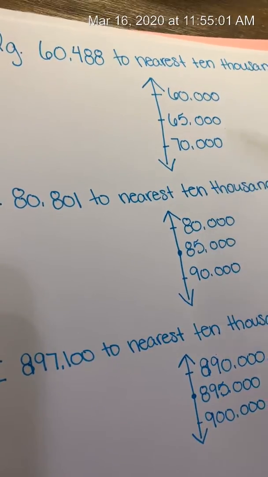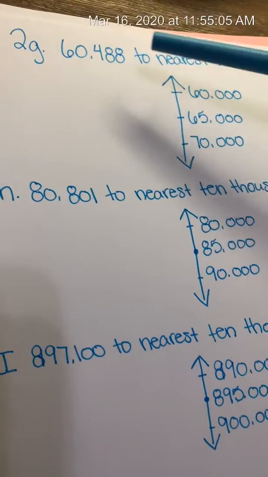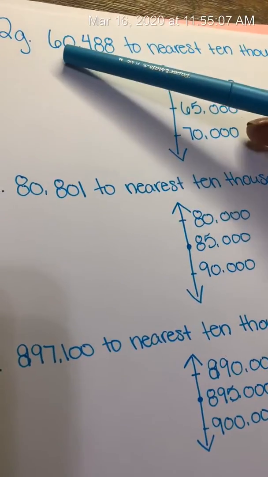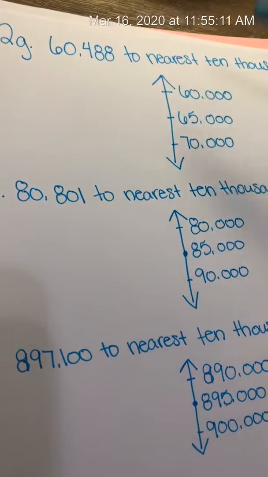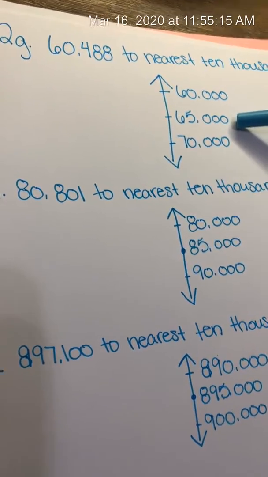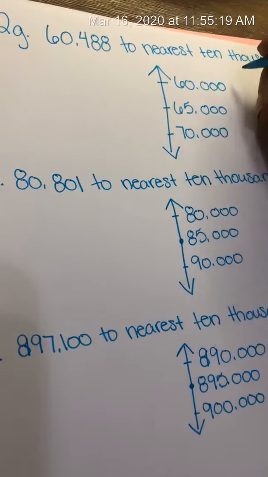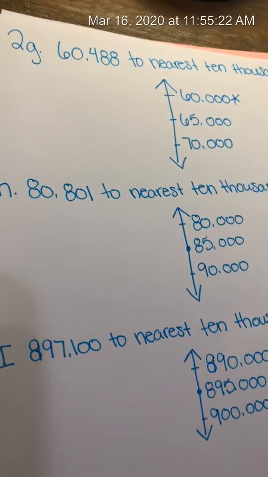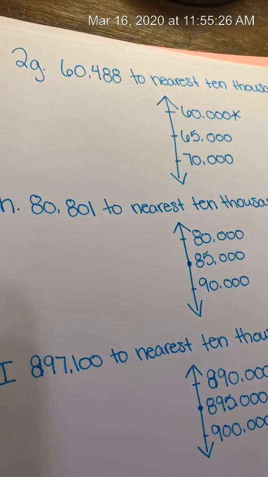So if we see that we have the 6 in the 10,000 spot, we're going to look to the number to the right of that. So that number is 0. So that is less than 65,000. So we're going to round down to 60,000 on that one. So 60,000 would be the answer for 2G.